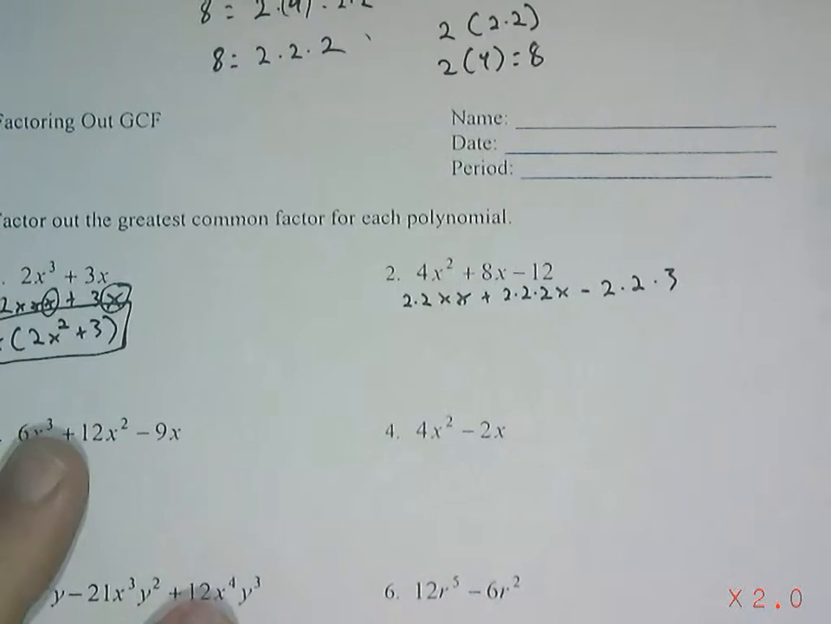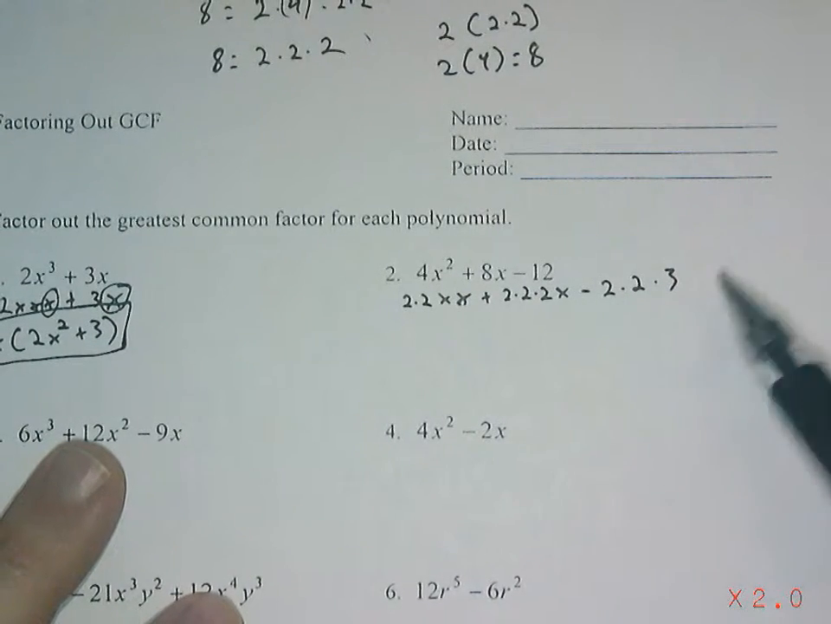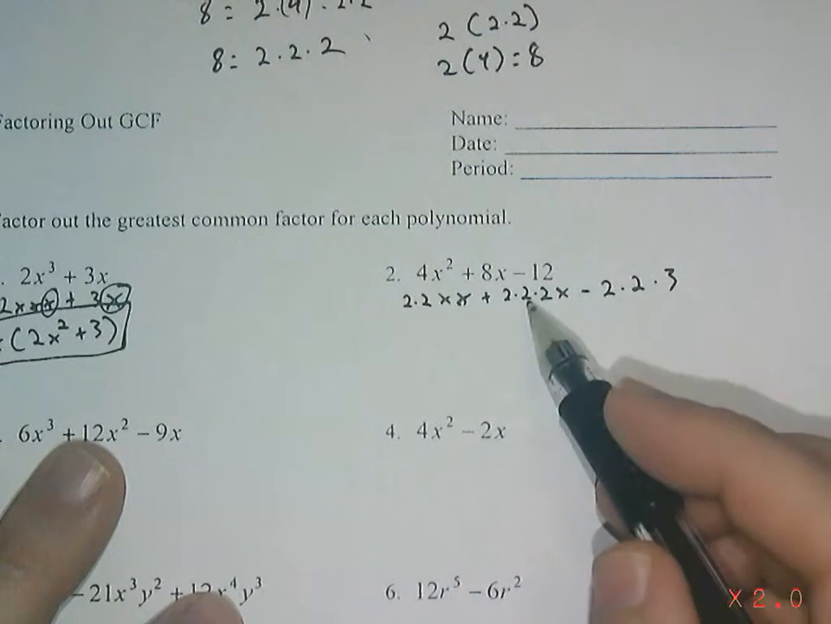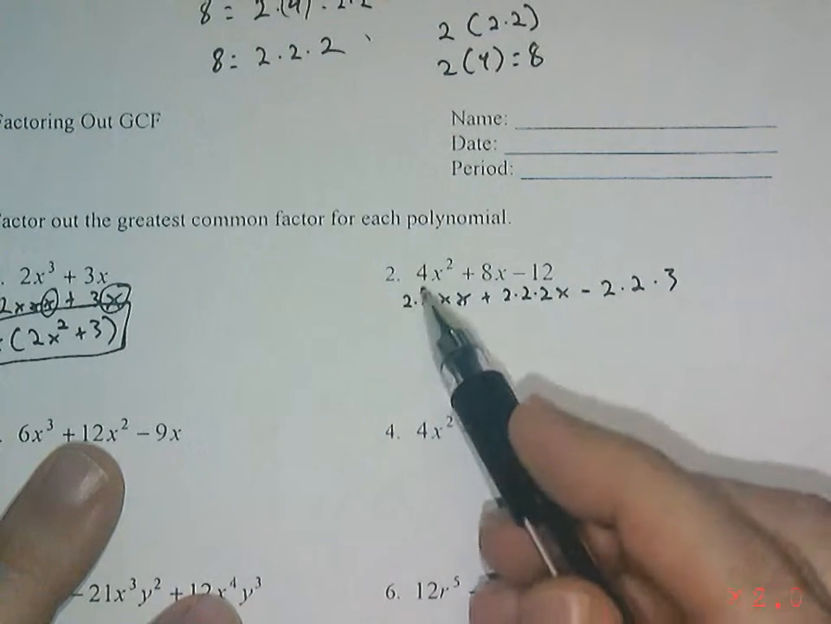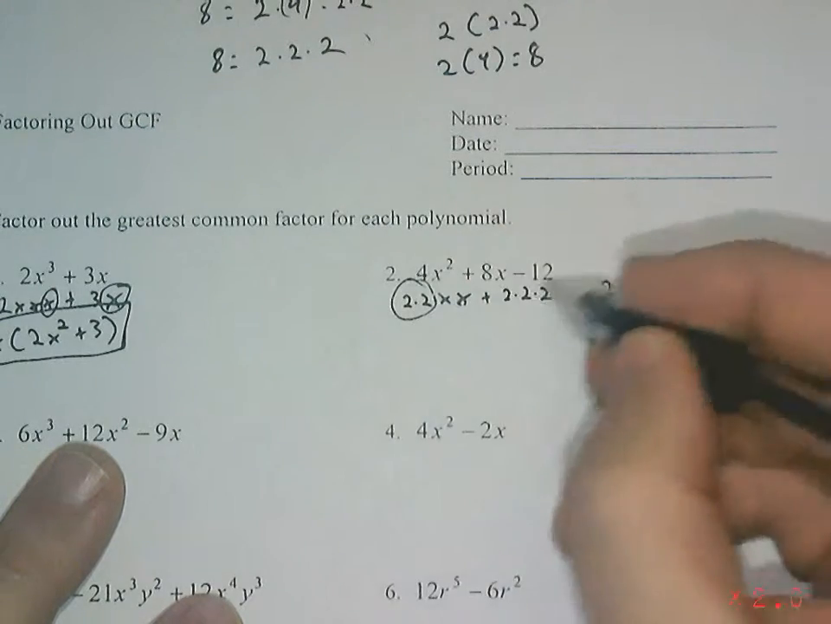Now I'm looking for what each of these has in common. And when I look at each of these terms, they don't all have x's, but they each have 2 2's.